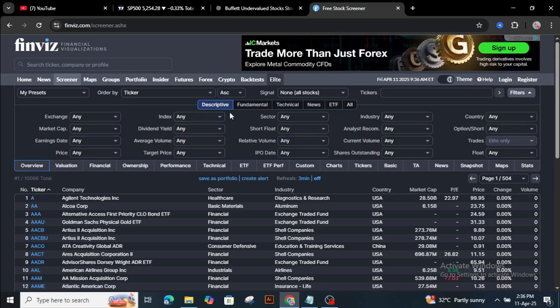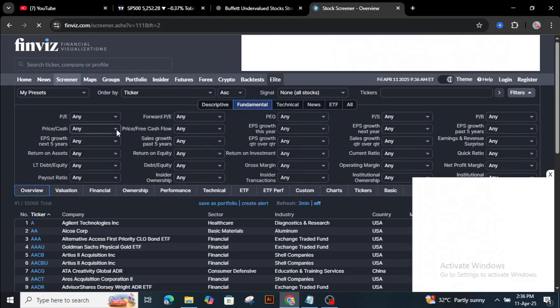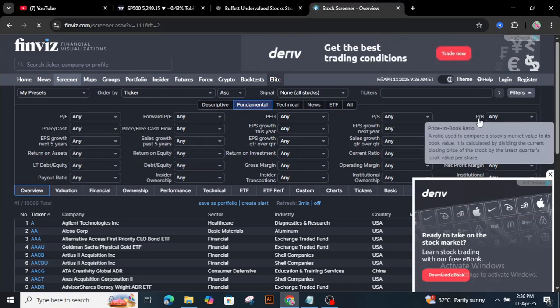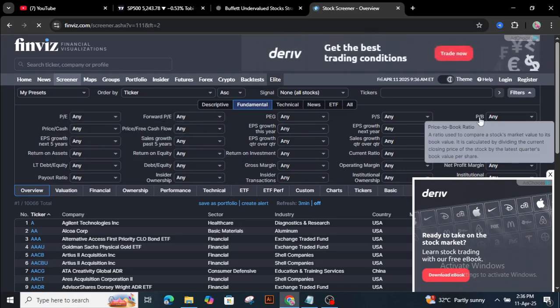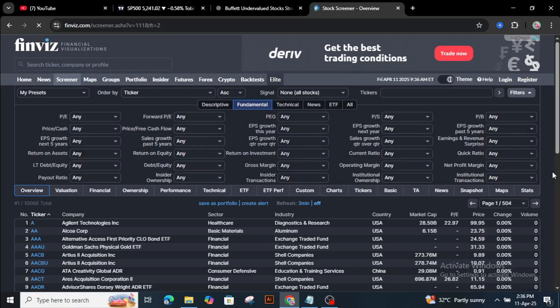What I would advise you to do is, first of all, come to Fundamental. There are a few things you need to set here. You need to set your PE, which is price to earnings, and your PB, which is price to book. When you have a low PE and a low PB, it signifies that stocks could be undervalued. Not even could be, it is undervalued when you have a low PB. So you have to set PB and PE low so that the undervalued stocks will be filtered here. Let's start with PE.